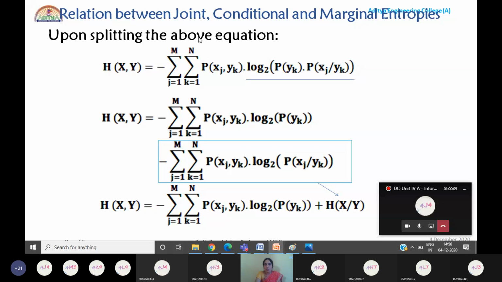Now split the equation. Here we have log AB base 2. Now how can you split? Log A plus log B. But actually here you have a negative sign. So now we are splitting this term, and you have the negative term. If you split this, you will get log p of yk base 2, that is the first term, and log B is log p of xj by yk base 2, so that is the second term. Please write this.